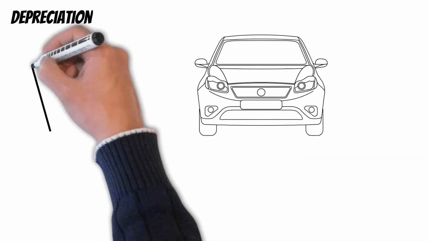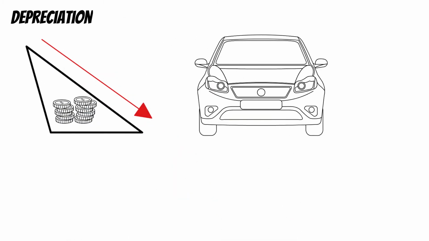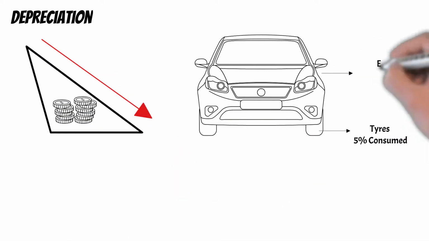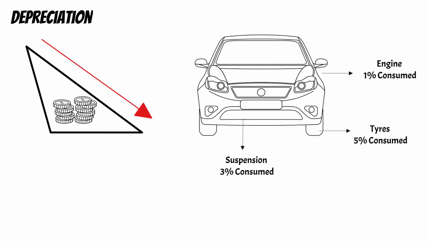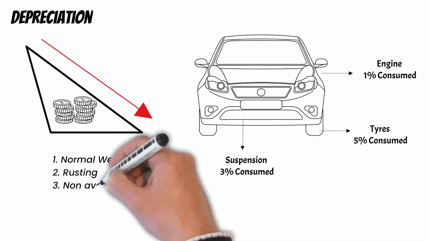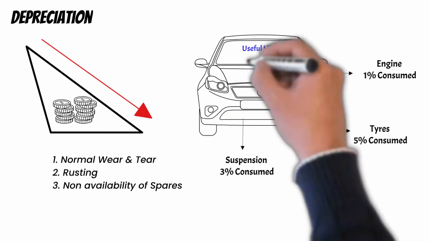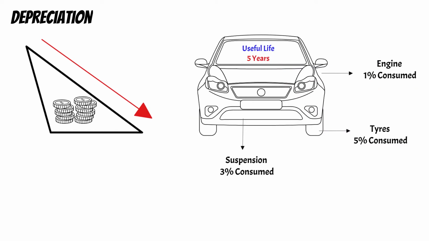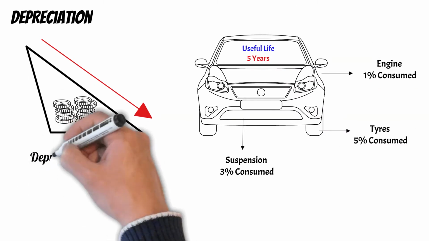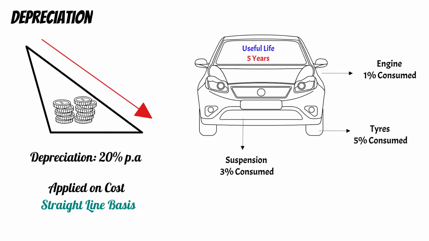What causes depreciation? Now, depreciation is the decrease in value of the asset due to normal wear and tear during the use. No matter how careful a driver you are, the parts will wear out with use, or they may catch rust, or the technology become obsolete and the part may not be available after 5 years. So let's assume that the car has a useful life of 5 years. This means that the asset can be charged a depreciation of 20% per annum on straight line basis method.